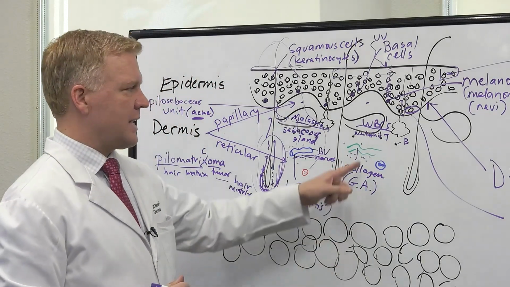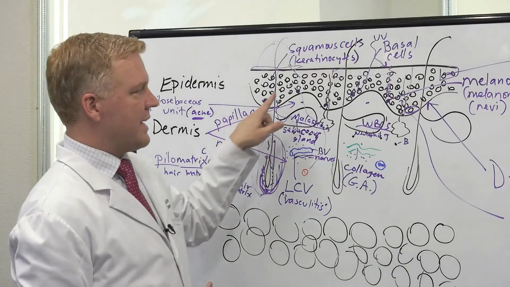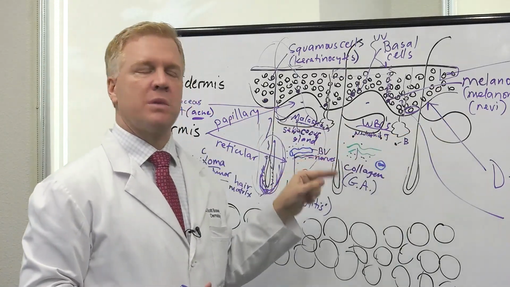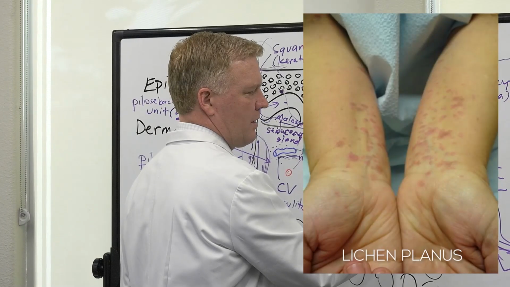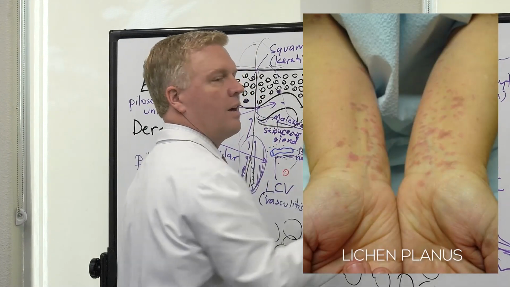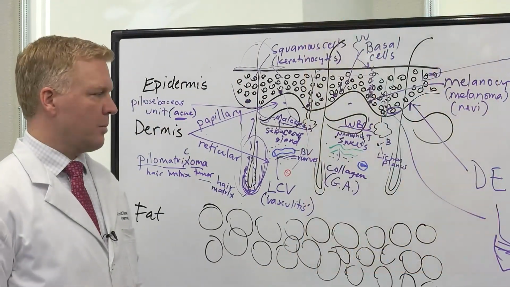These types of white blood cells sometimes get overactive in the skin. For example, neutrophils go crazy here in the papillary dermis in something called Sweet's syndrome. T cells and B cells are very much involved in lichen planus. Again, running here through the upper or papillary dermis.